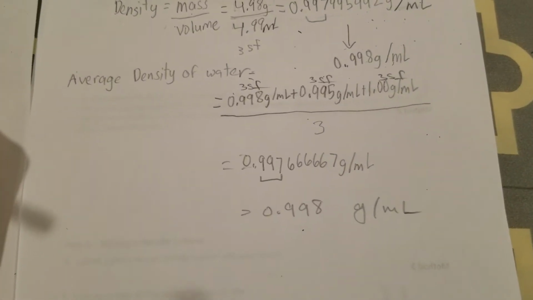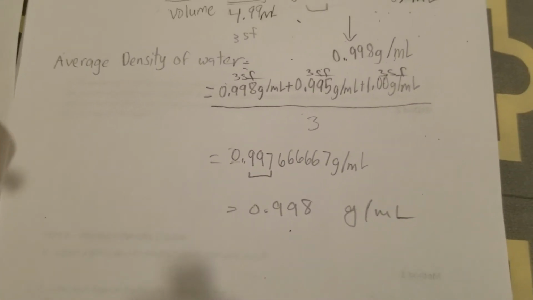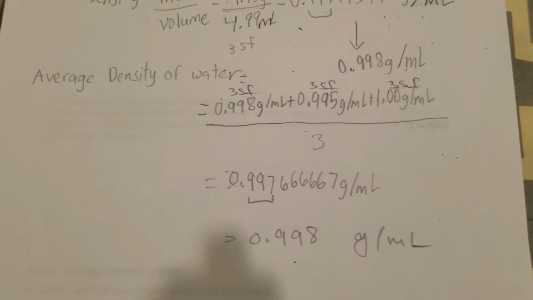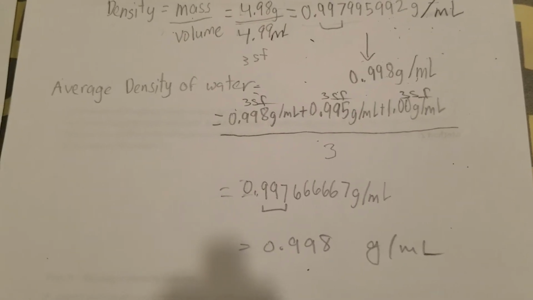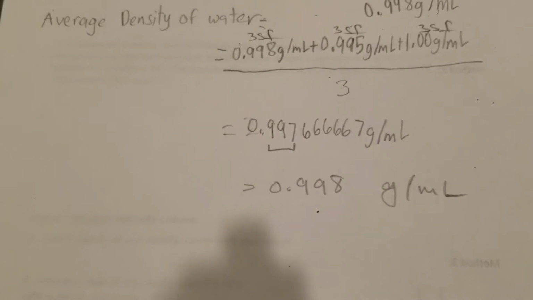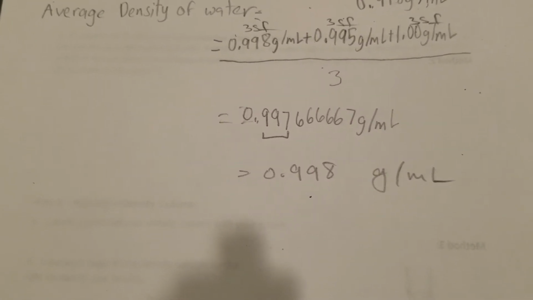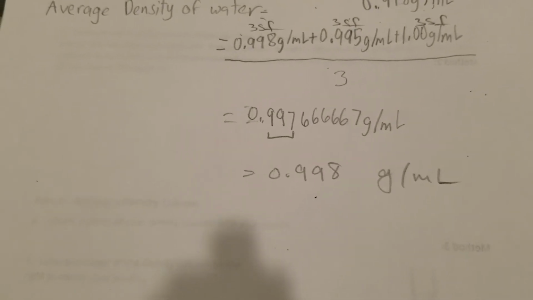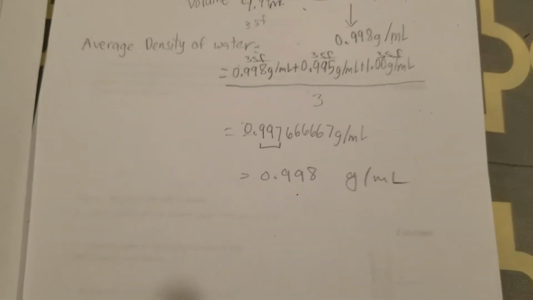Okay, after calculating average density, we will do the rounding to the correct number of sig figs. The sig figs in our measurements: 0.998 is 3 sig figs, 0.995 is 3 sig figs, 1.00 is 3 sig figs. So our answer will be rounded to 3 sig figs. The last number that we are keeping is followed by a number greater than 5, so we are rounding up and our answer is 0.998.